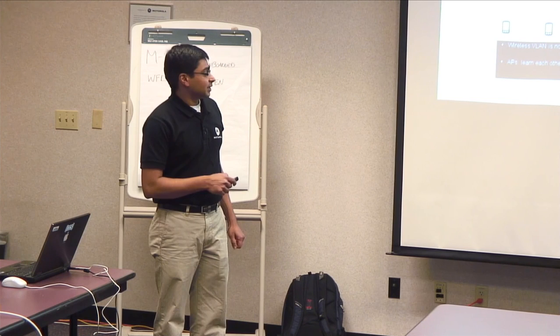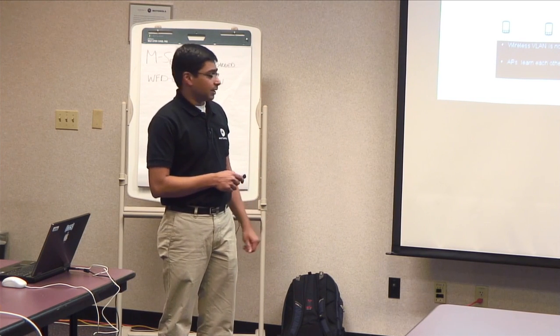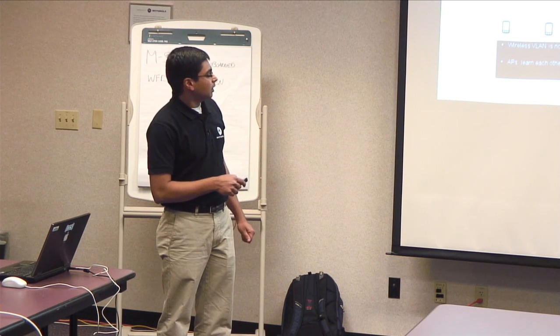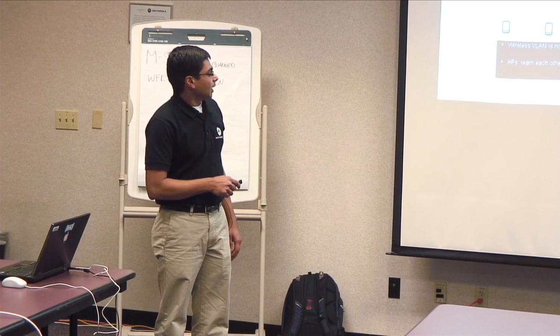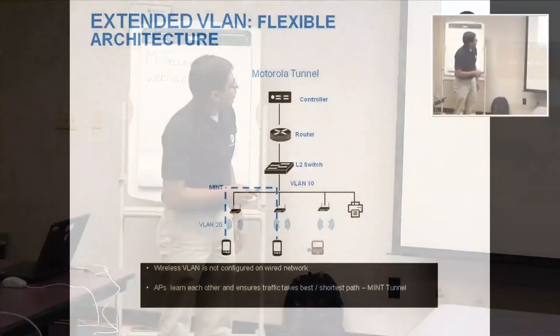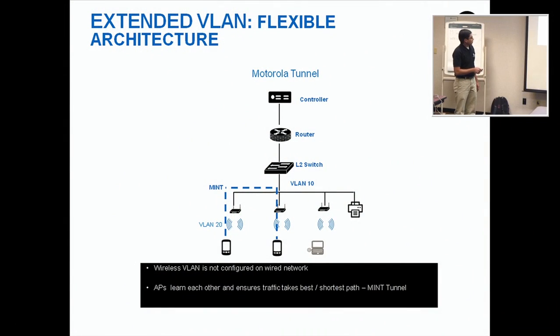And as I said, Mint enables some cool routing there, where assume that you have a wireless network on VLAN 20, which is not even exposed on your wired network, right? And assume that you have clients talking to each other on VLAN 20, like say peer-to-peer voice. We can tunnel using Mint. The APs can detect the best or the fastest route and send the traffic to the AP without even having to go back to the controller, right? So that's one of our unique differentiators.